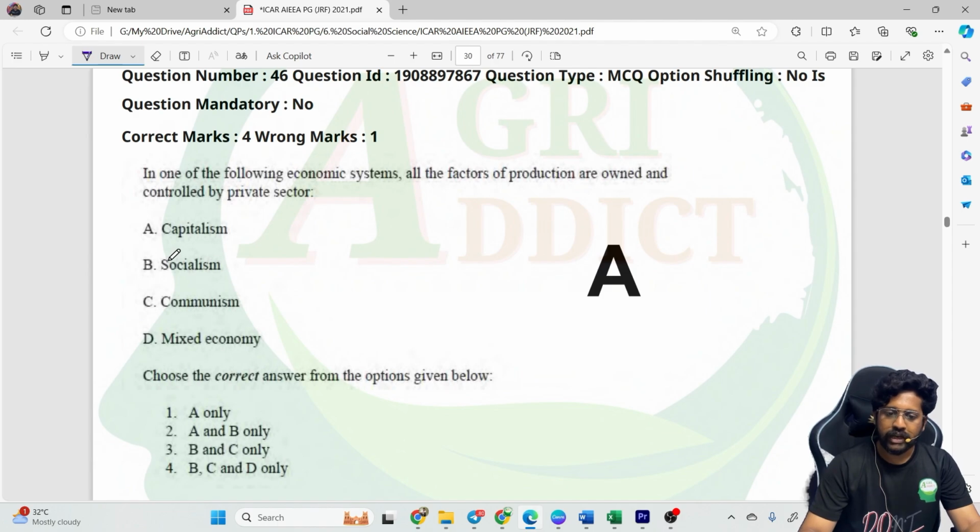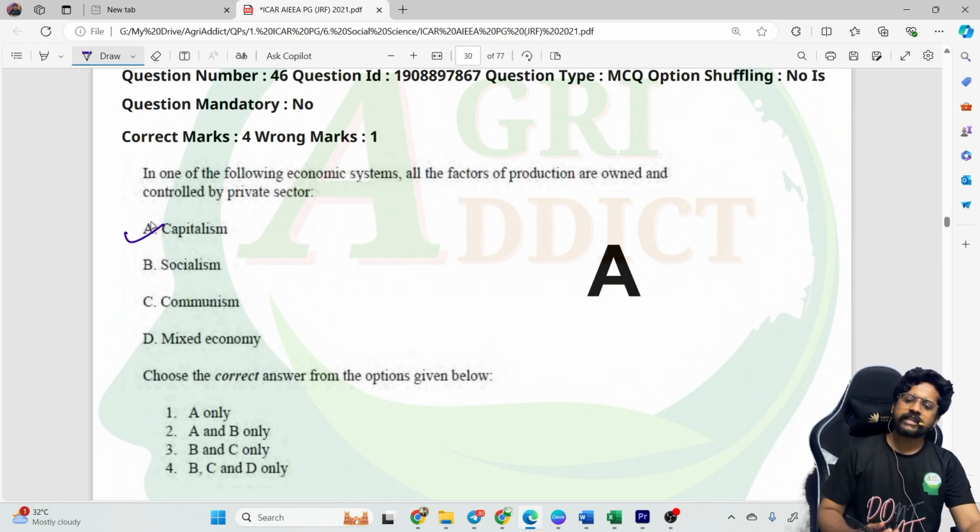In one of the following economic systems, all the factors of production are owned and controlled by the private sector. It's a direct question. There are different systems of economy. First one is capitalism, socialism is there, communism is there, and mixed economy is there. In capitalism, all factors of production are owned and controlled by the private sector, just as in the case of the USA, right? What about socialism? Here all the factors of production will be owned by the state, as in the case of the Soviet Union.